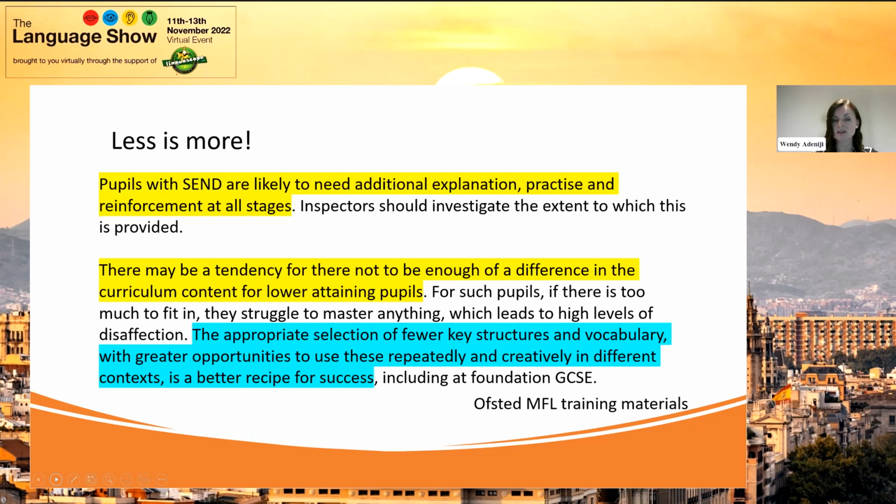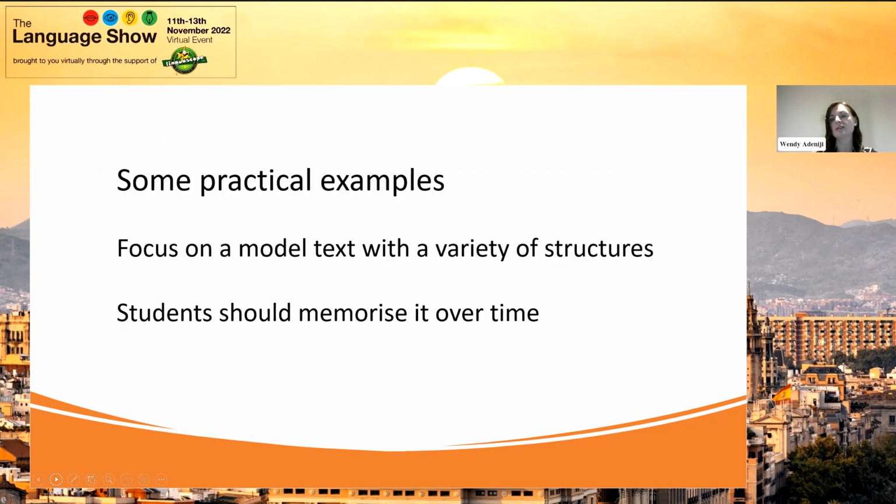And in turquoise, the appropriate selection of fewer key structures and vocabulary with greater opportunities to use these repeatedly is a better recipe for success. I absolutely agree with that, and I know it to be a fact from many years of teaching MFL, and I'm delighted that that has been written in black and white and is something that we now have a license to follow.